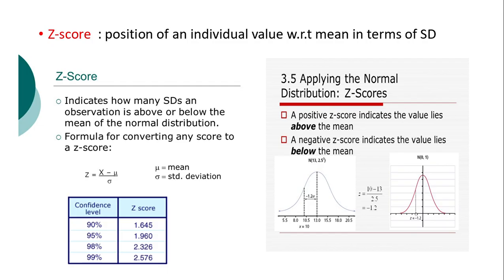The confidence level and confidence interval are not the same. Here, for confidence level 90%, Z score is 1.645. For confidence level 95%, Z score is 1.960. Confidence level 98%, Z score is 2.326, and confidence level 99%, Z score is 2.576. Applying the normal distribution Z scores, a positive Z score indicates the value lies above the mean, and a negative Z score indicates the value lies below the mean. You can see this picture and learn more about Z score and confidence interval from different articles and books.